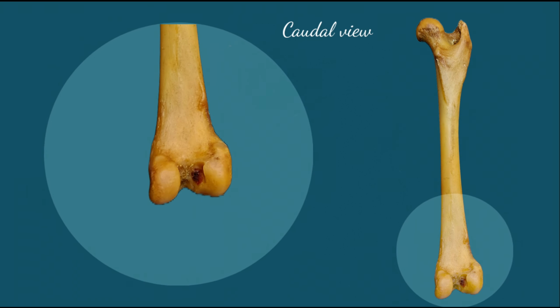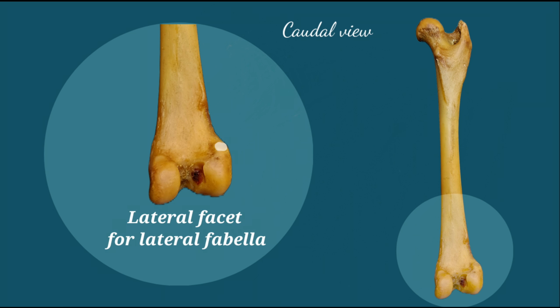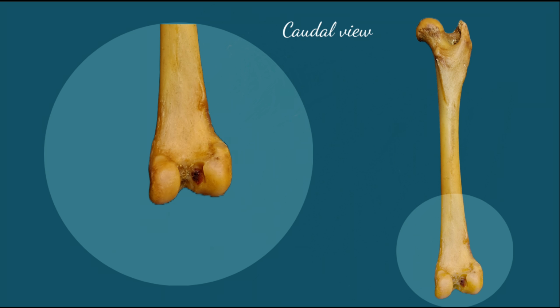At the distal extremity, we see popliteal surface, medial condyle, lateral condyle, lateral supracondylar tuberosity, lateral facet for lateral fabella, medial facet for medial fabella, and intercondylar fossa.